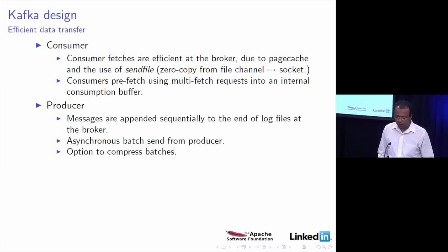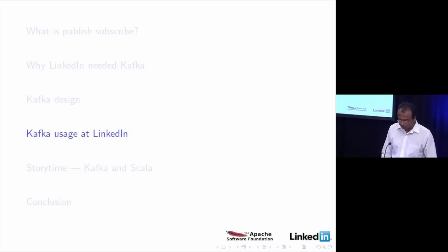Another aspect of both the producer and consumer is that these requests are effectively batched, and that amortizes the cost of network communication between the clients, that is consumers and producers, and the Kafka brokers. And messages can also be compressed, and that improves throughput quite a bit. Even on the log files, messages can be stored in a compressed format.